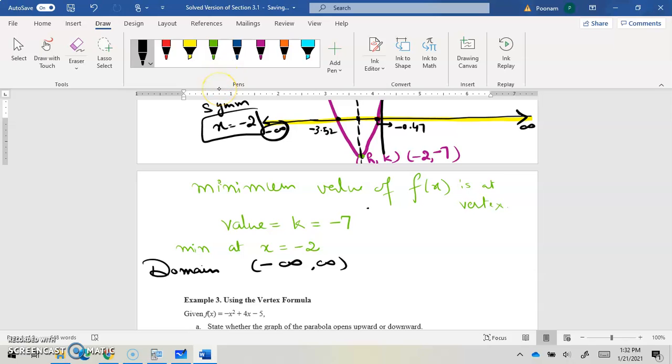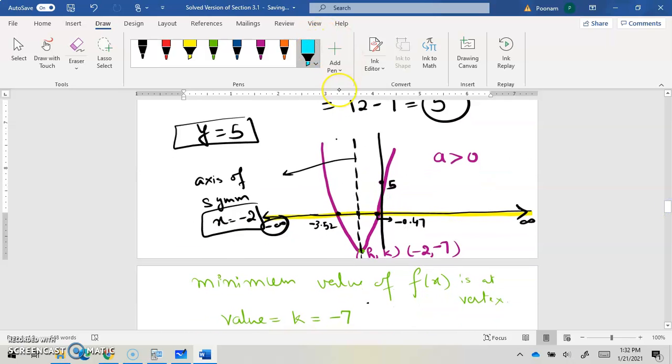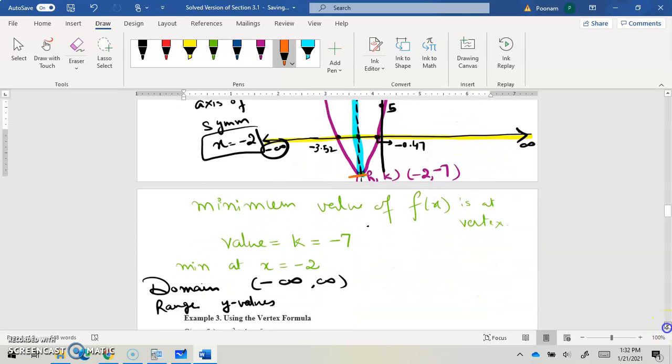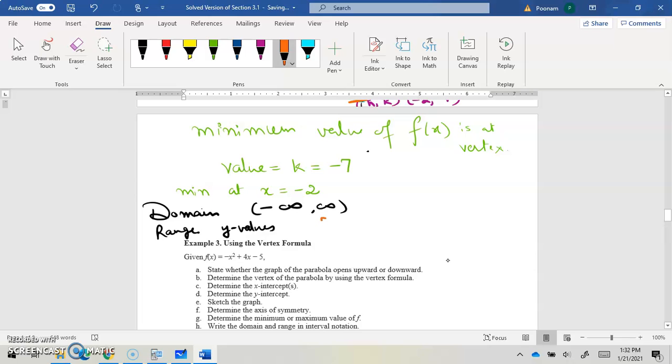What about the range? Range is y values, right? Let's see. If you look at the graph, the function keeps going up, but the lowest it goes, it stops at the vertex. It doesn't go beyond the vertex, right? So this is kind of a stop point here. So for the y value, that is the stop point. So your range is going to start from negative 7 and keep on going up infinitely towards infinity. So the range of this function is from negative 7 to infinity.